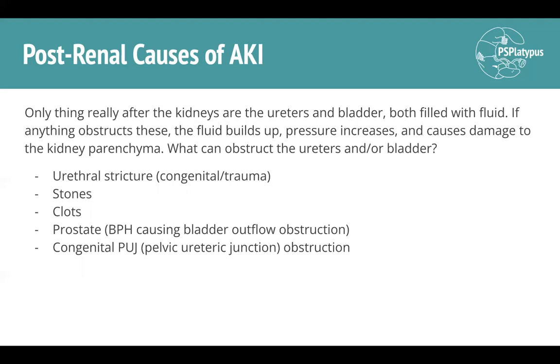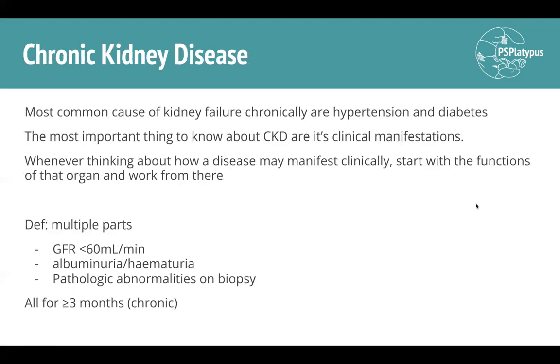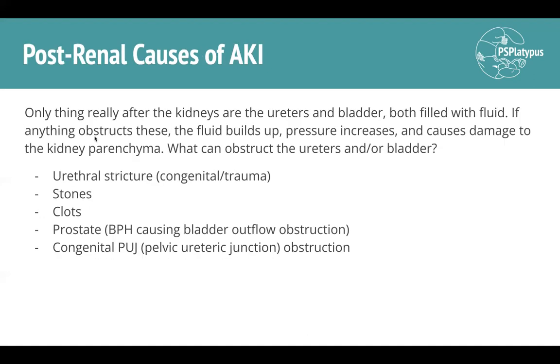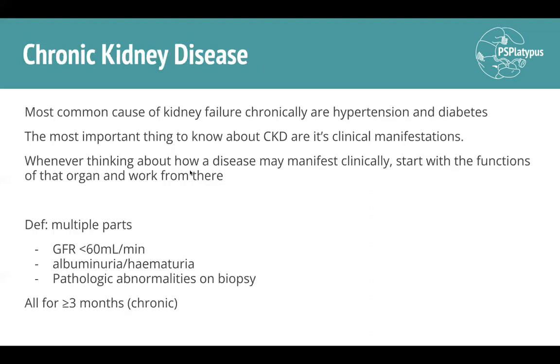So all you need to think about here is what can obstruct the ureters or the bladder. You can have strictures, stones, clots. Your prostate, which gets enlarged in BPH, can cause bladder outflow obstruction. If the bladder outflow is obstructed, the urine doesn't have anywhere to go, and so it'll build up behind, so it'll cause hydronephrosis. And then you can have a congenital pelvic ureteric junction obstruction. Pretty much just anything that can cause obstruction post the kidneys will cause damage.